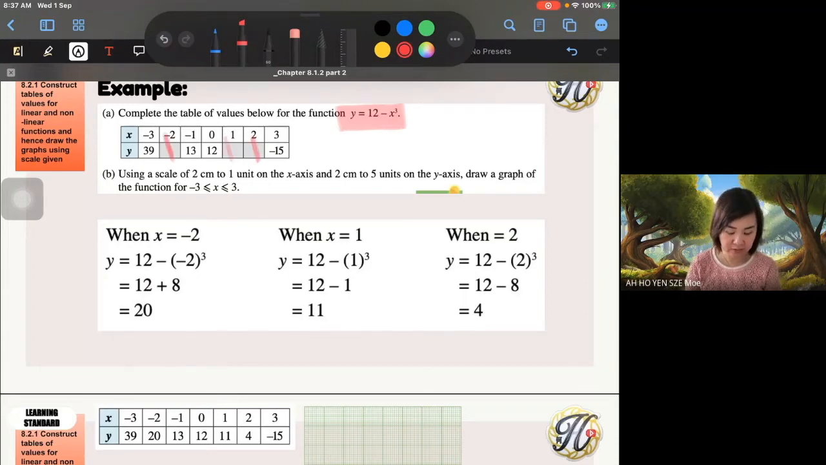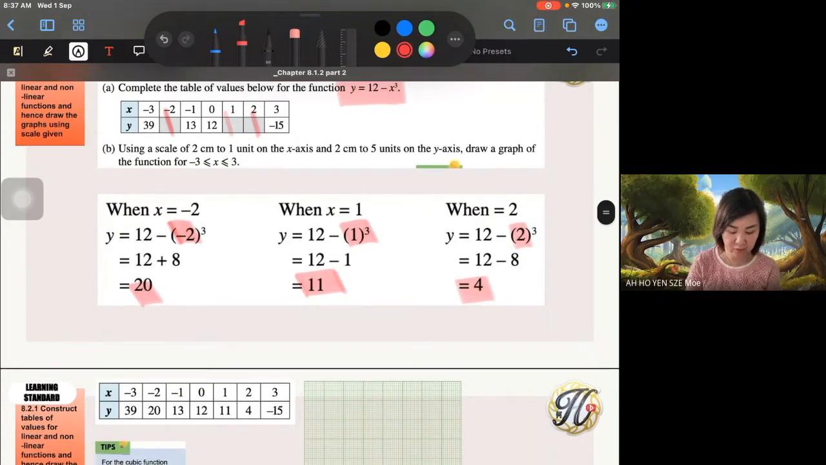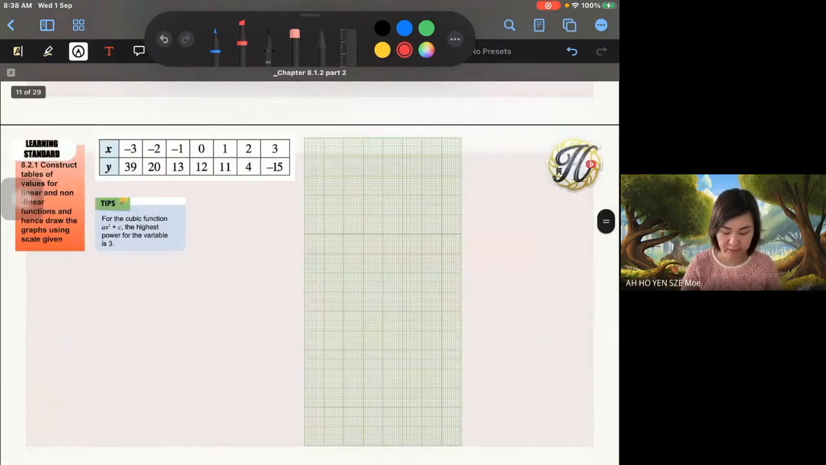You just substitute the values here. Then you get the answers 20, 11, and then just construct the table. After that, the scale is 2 cm to 1 unit on x, 2 cm to 5 units on y. So y is the vertical, x is the horizontal. 2 to 1, then 2 to 5. So the y is 5. So exactly, you have to draw.